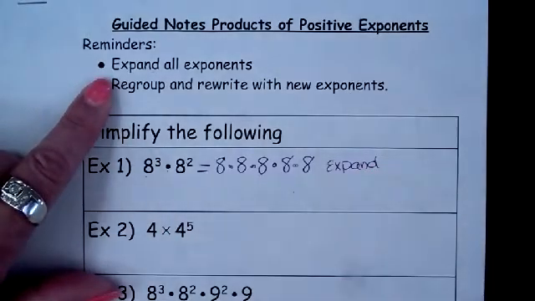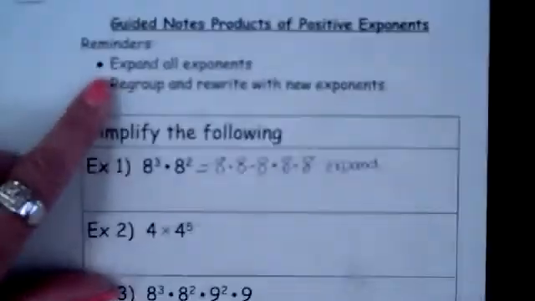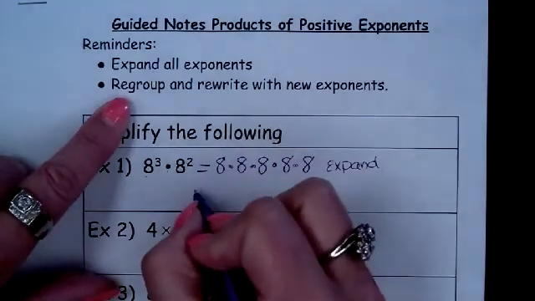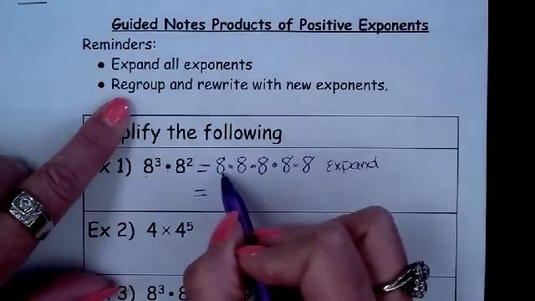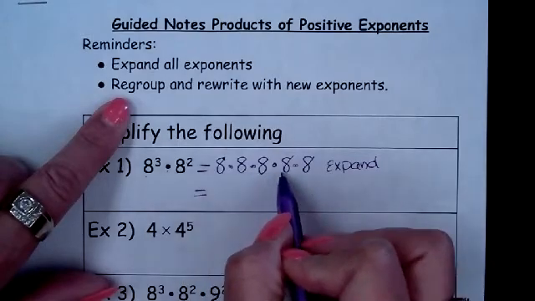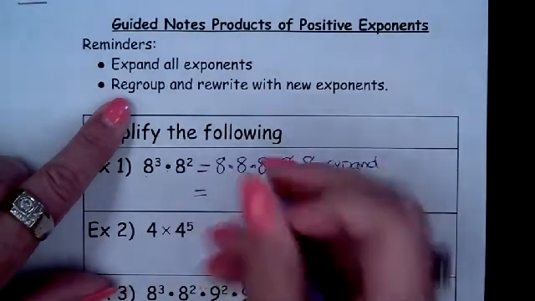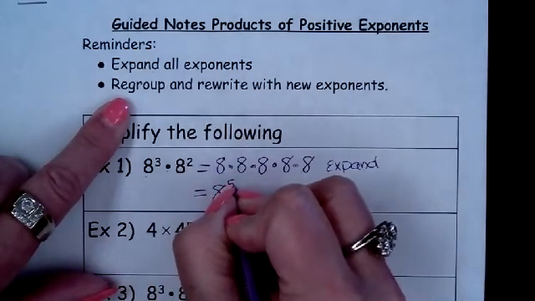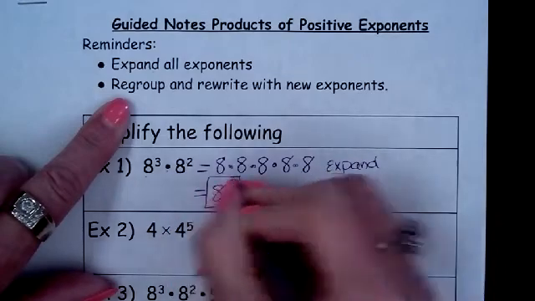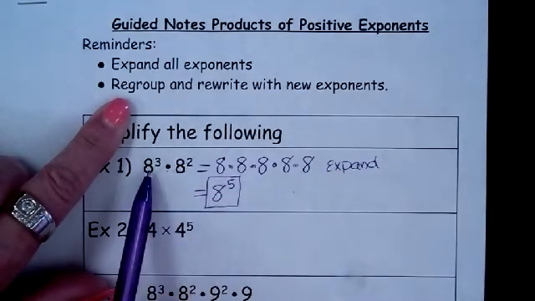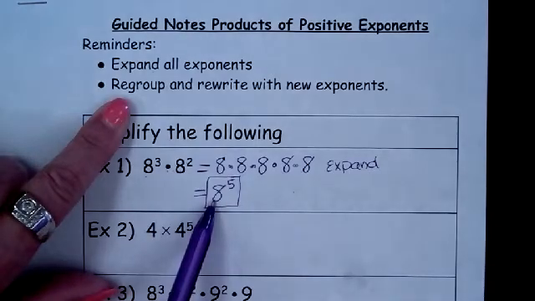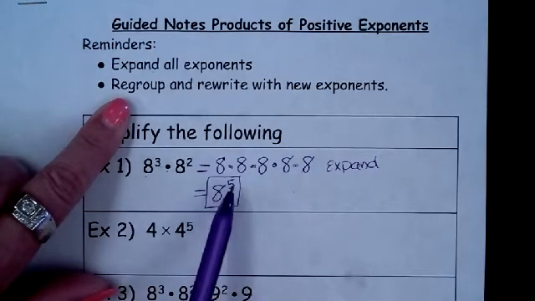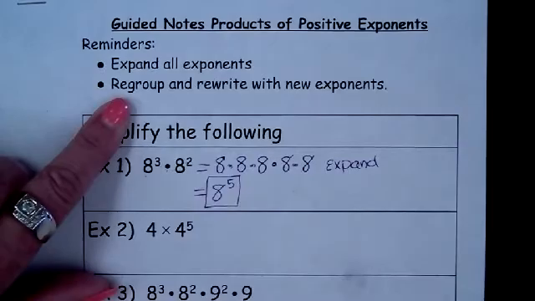The second step we're going to do is regroup and rewrite with a new exponent. So all we're going to do in this step is literally count how many 8s we have. 1, 2, 3, 4, 5. And we're going to basically unexpand it and write a final answer of 8 to the 5th. Notice again, I took both of these terms and rewrote it so that I still had my 8, but instead of having 2 different terms with 2 different exponents, I just have the 1 8 with 1 exponent. Okay, and that is my final answer.